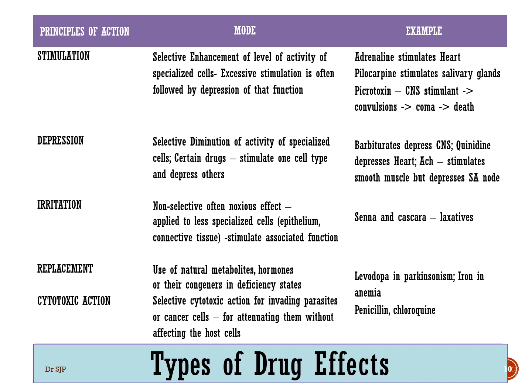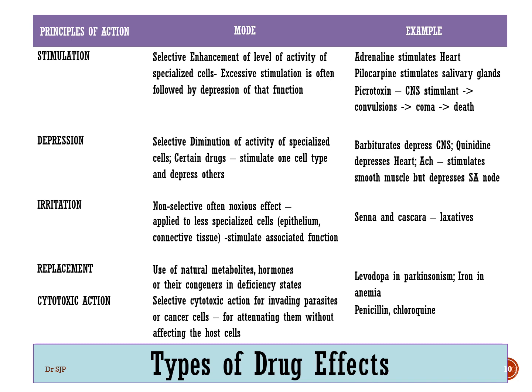The other mechanism is depression. So depression is the decrease in the activity of the specialized cells. For example, barbiturates depress the CNS. Quinidine depresses the heart. Acetylcholine depresses the sinoatrial node. Also, it stimulates the smooth muscle tissue.